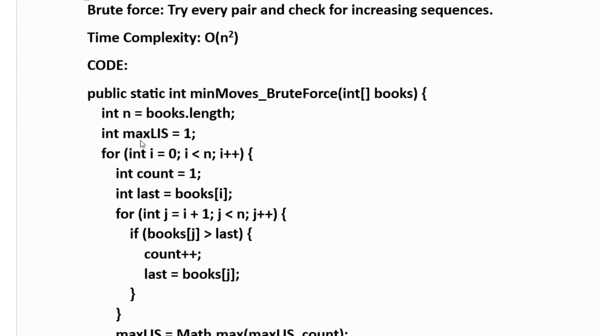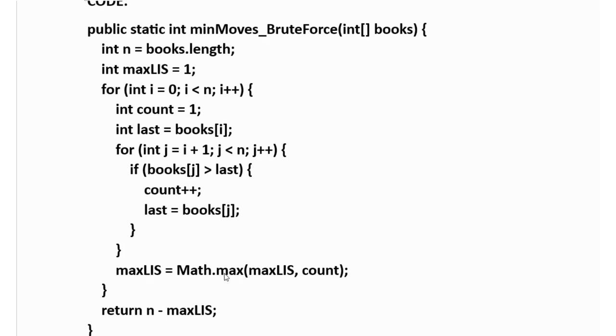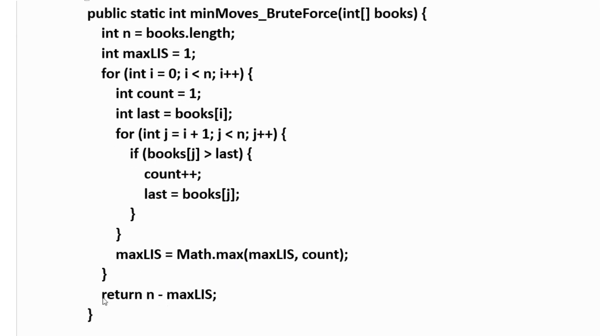So here, as for the brute force, we will be taking every book and we will be comparing it with the books ahead of it. If it is greater than it, then we will have a count variable which will help us in keeping track of the books which are greater than it, and which form the increasing sequences, and we will keep track of the maximum of those. Now we will take n, which is the books array length, and we will subtract the maximum LIS to get the number of books which are at the incorrect position, which will be the answer.